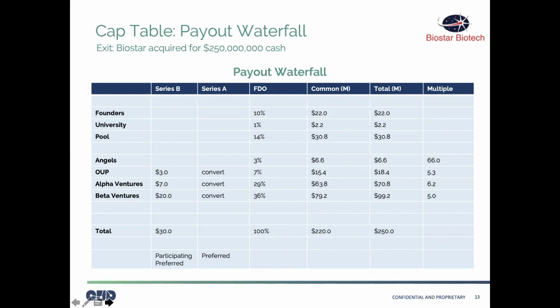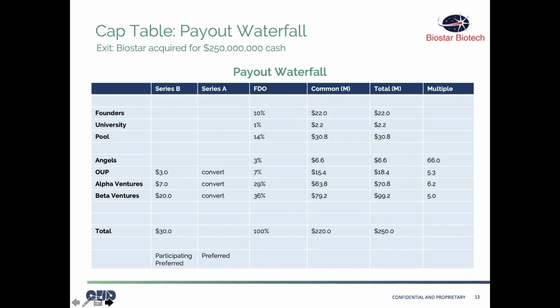And then just multiplying that by 220 million, you can see the founders do pretty well here. They take 22 million home. The university gets 2.2. I'm ignoring any allocation or sharing arrangements within the institution. The pool, the management team, gets 30.8. So they do pretty well. This angel does pretty well considering he only invested $100,000, and then the rest of the investors do pretty well in the 5 to 6 times their money range. So a good venture return, an unbelievable return for the angel.